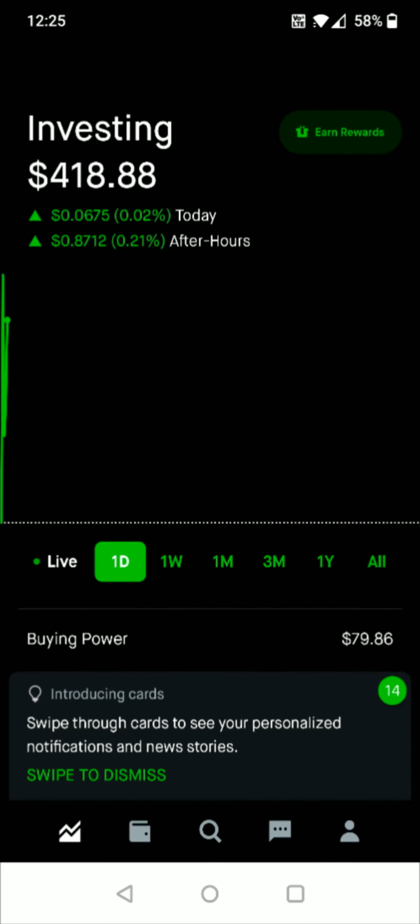Now, going back to the home page, once you have funds that you can invest, now is the point where you can either buy the stock of a company or an ETF, which is a diversified portfolio of a bunch of different companies, which is going to be less risky, but also potentially less upside with those.